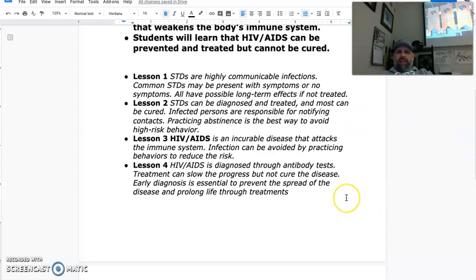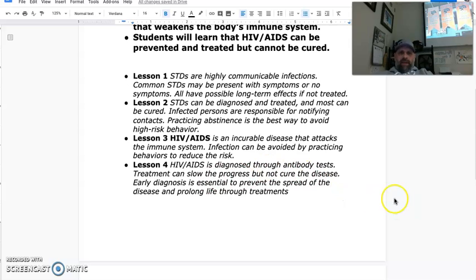And then lesson 4, HIV and AIDS is diagnosed through antibody tests. Treatment can slow down the process, but not cure the disease just yet. Early diagnosis is essential to prevent the spread of the disease and prolong life throughout the treatment.